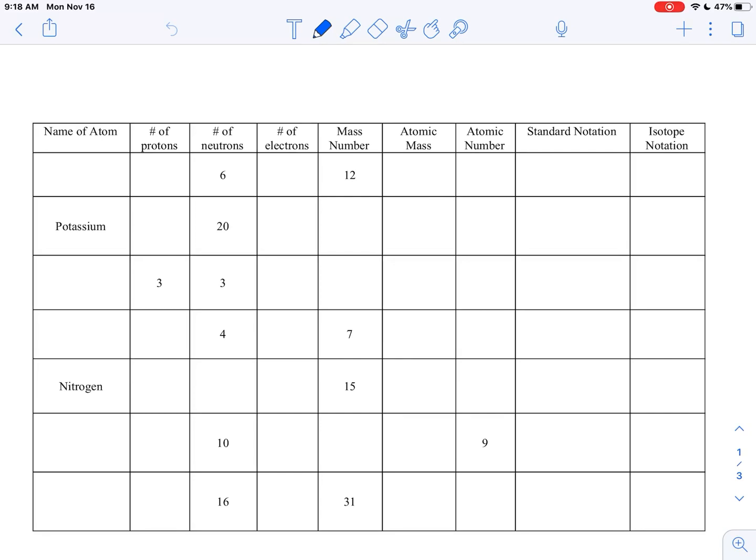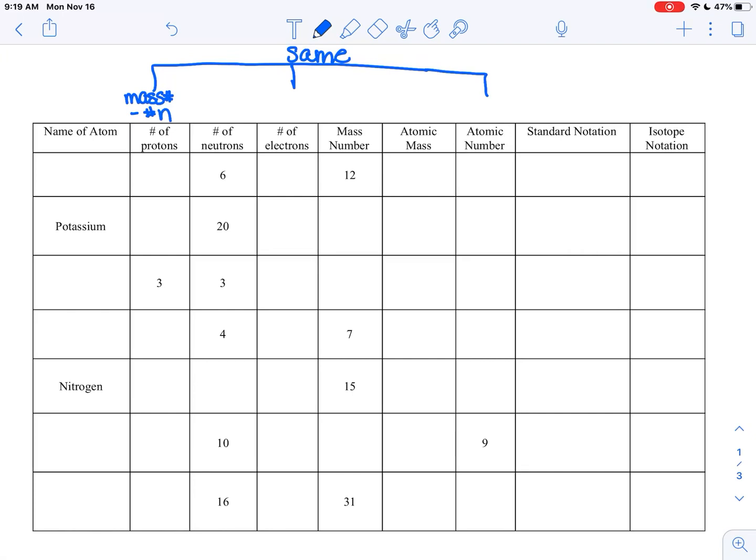Number of protons is the same as the atomic number, okay? So if you have one, then you have the other. It's also going to be the same as the number of electrons, so all three of these columns are going to be identical all the way down. Now, if you don't have any of them, you can use either the name to figure out the atomic number, or if you have the mass number and the number of neutrons, you can subtract them. So mass number minus number of neutrons is how you find the number of protons.